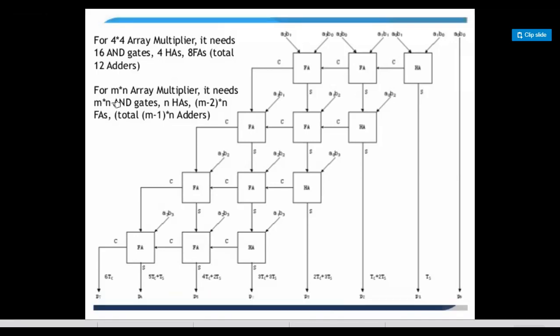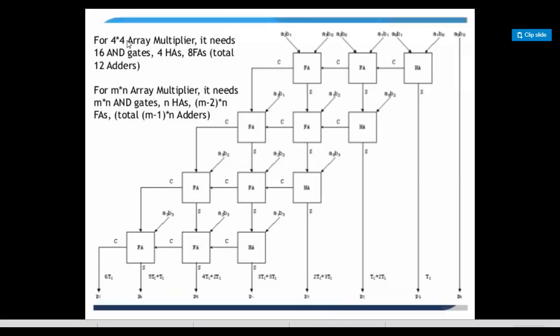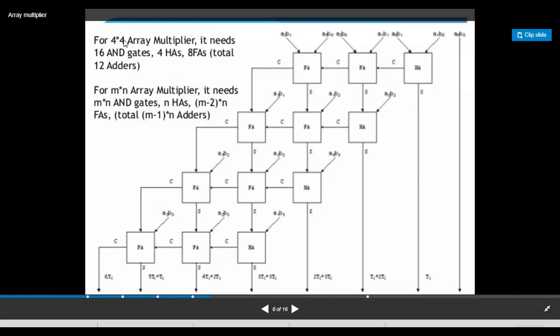For an M cross N array multiplier, it needs M cross N AND gates. I mean, say a 4-bit data, 4-bit into 4-bit: the total result is 8-bit. 4 into 4, 16 AND gates are required.